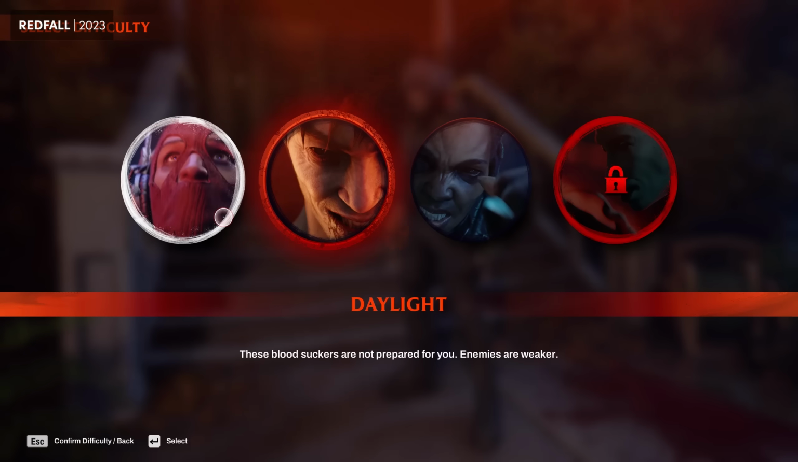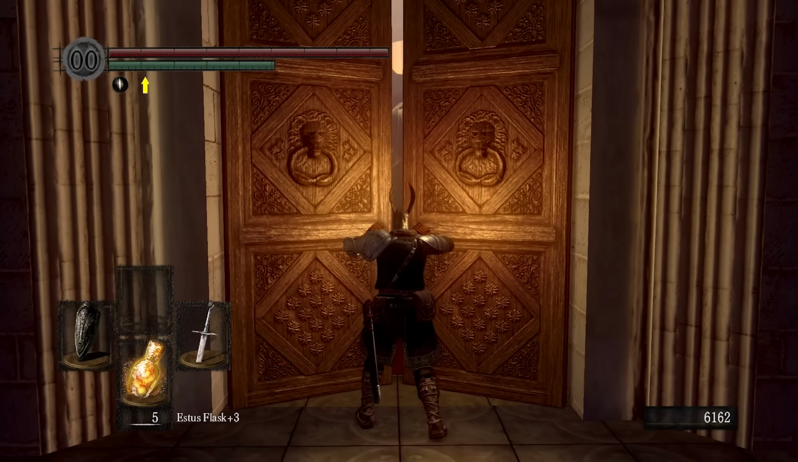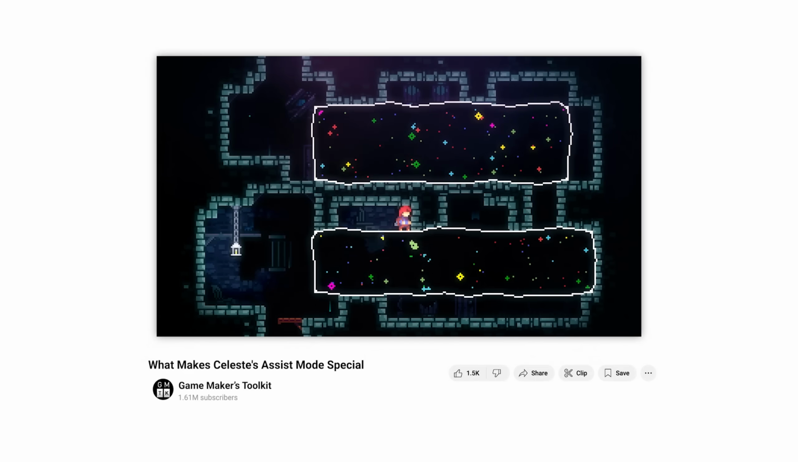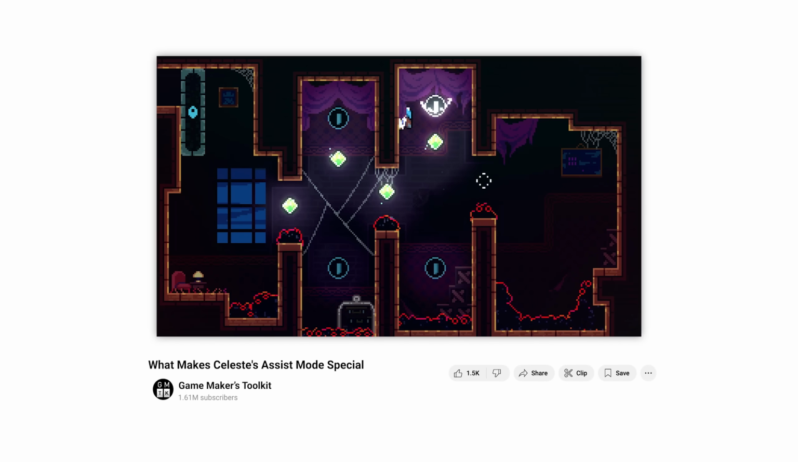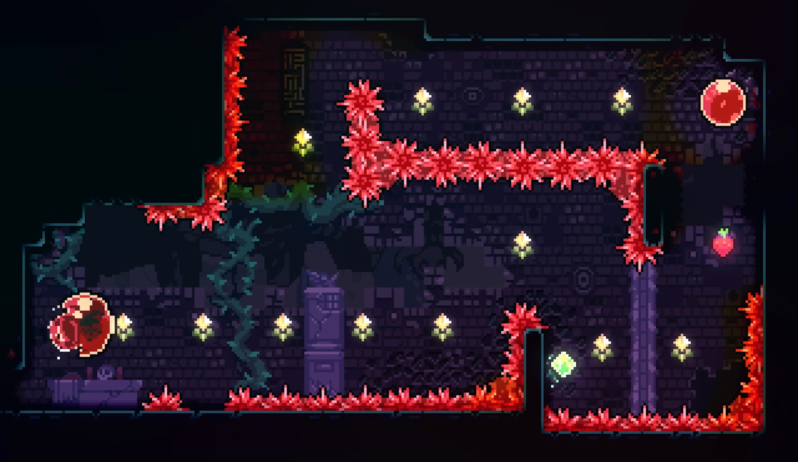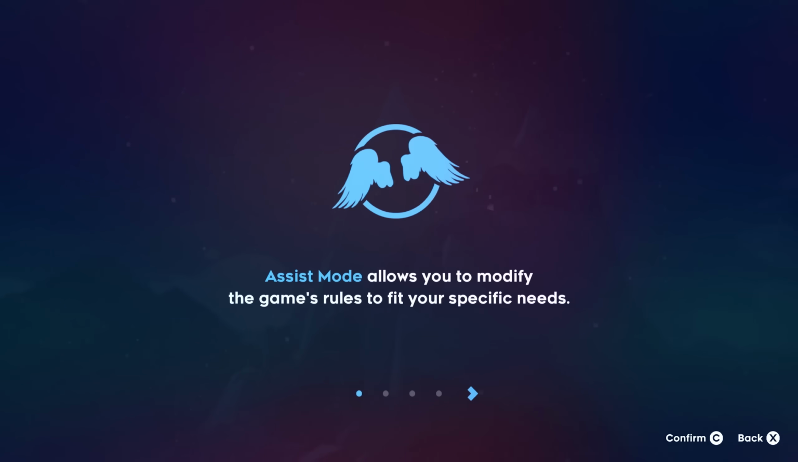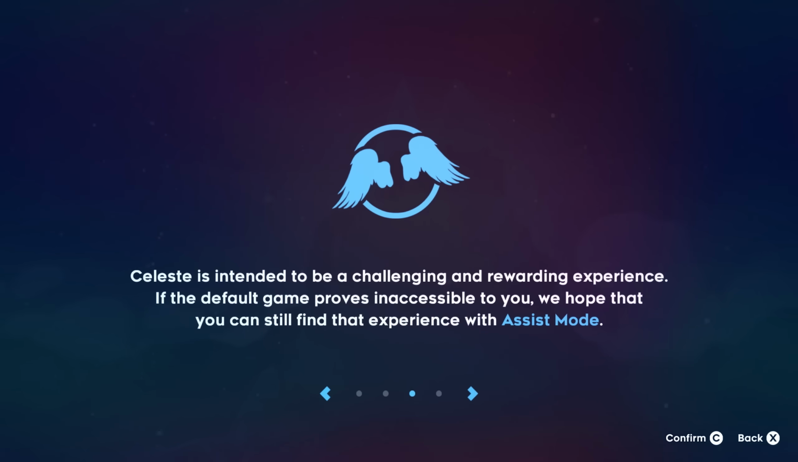Now sure, you could provide an easier difficulty mode, but if players picked that option, wouldn't it rob them of the intended experience? Well, I learned an important lesson in the video What Makes Celeste's Assist Mode Special. This precision platformer is also crushingly difficult, but unlike Dark Souls, it features a wildly permissive set of options that let you make the game as easy as you need it to be. But here's the kicker. The developers carefully explain the point of this mode before you turn it on.